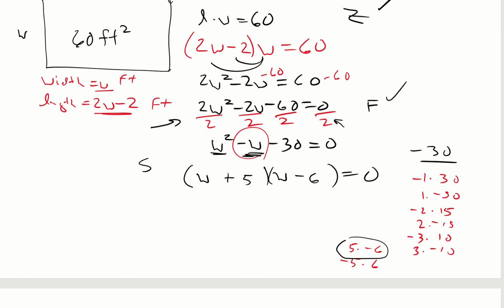And now we solve. So w plus 5, set it equal to 0. Divide and conquer. W minus 6, set it equal to 0. So this one, throw the 5 to the other side, -5. This one, throw the -6 to the other side, +6. Okay? All right. We did great work.